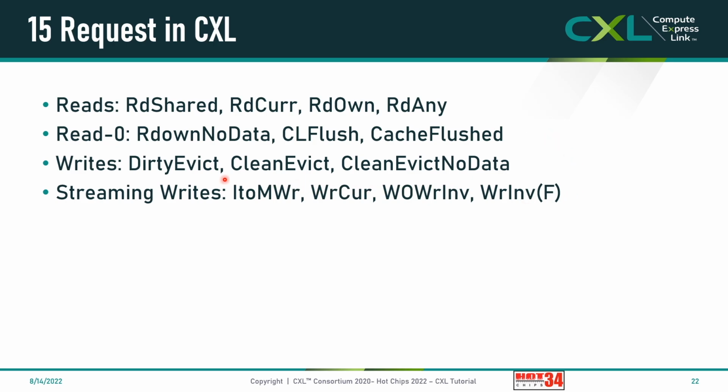Then we have 3 write types: dirty evict, clean evict, and clean evict no data. These are when we're evicting data out of the cache, either in a dirty or a clean state. And then we have the streaming writes, and there are 4 different flavors of streaming writes with slightly different semantics, but the basic flow is the same, where we're writing data to memory without getting cache state.